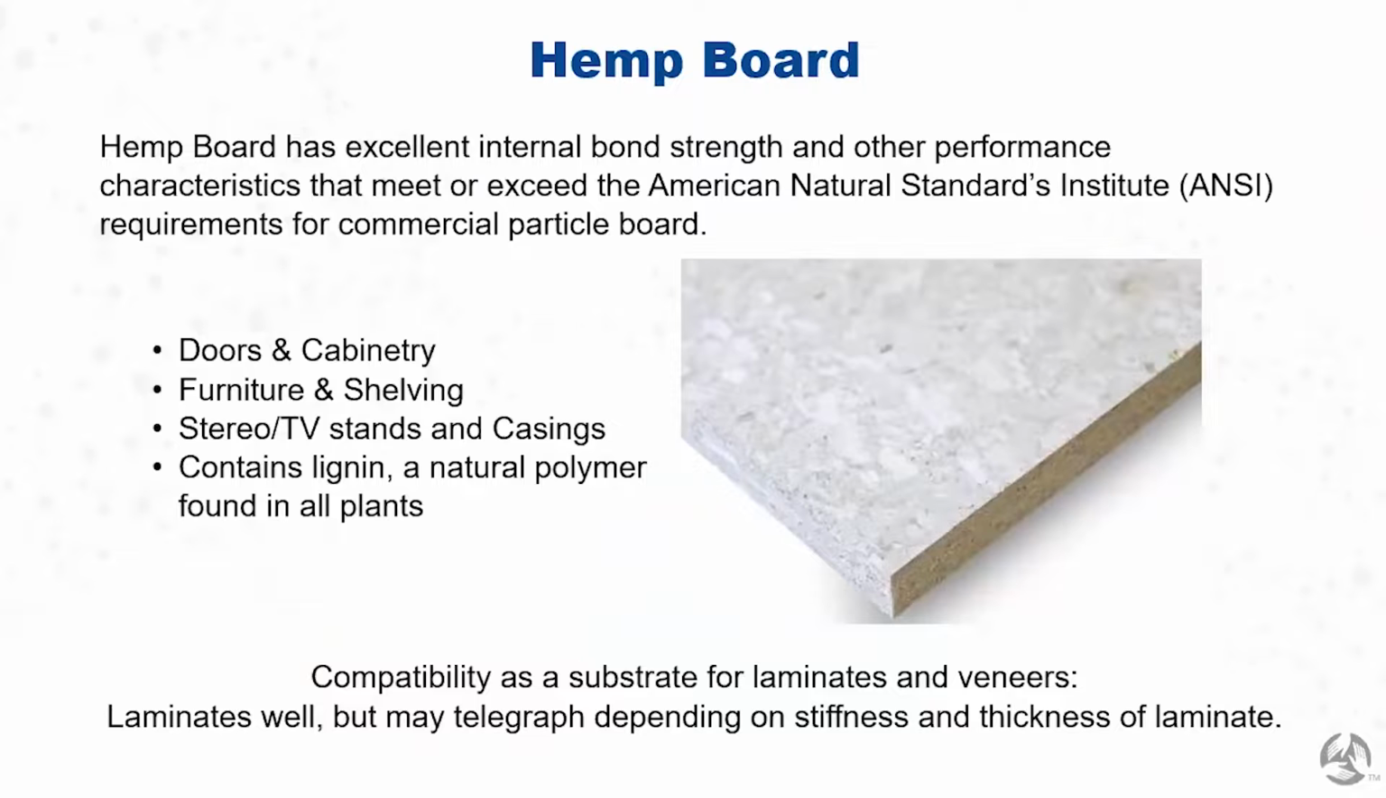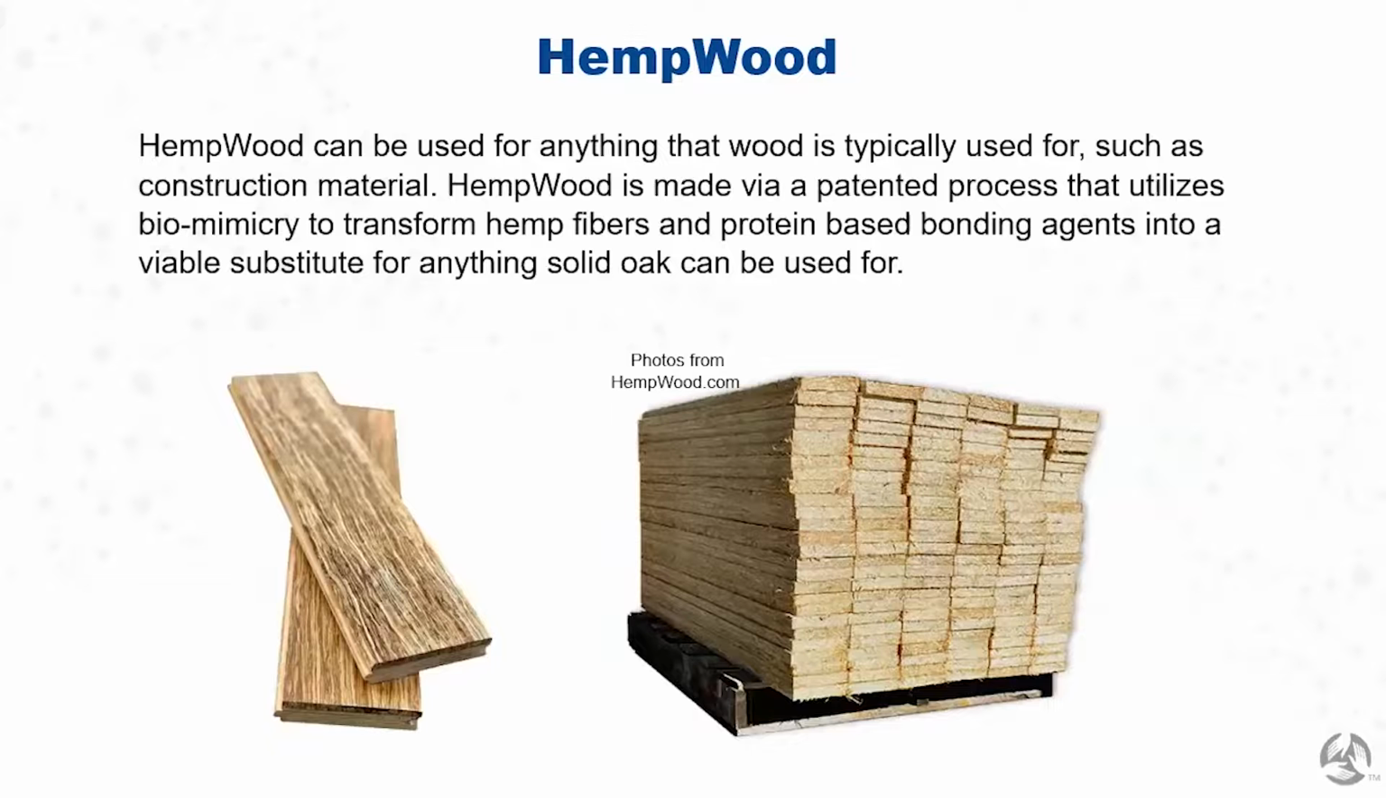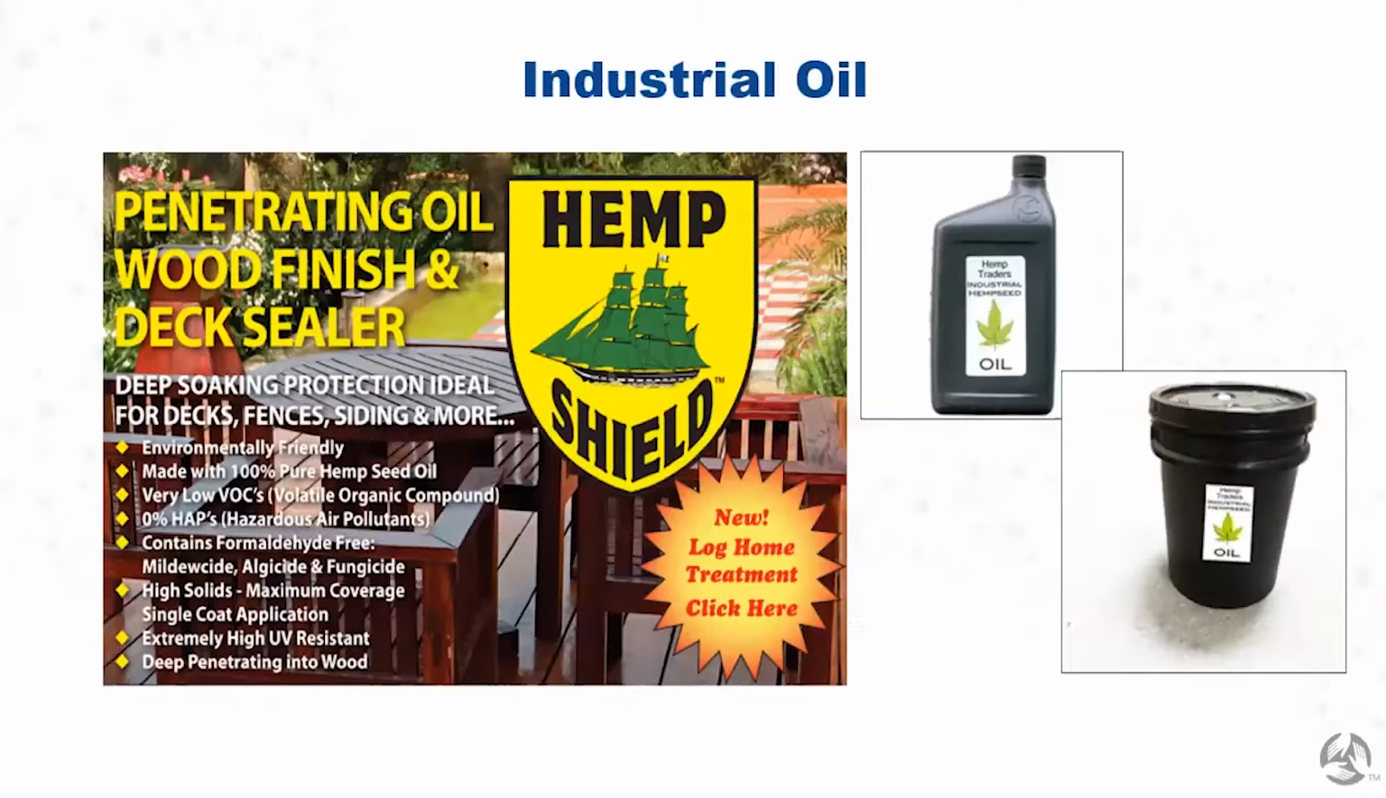Okay, hemp board, another building material, guys, just like particle board, only we don't want to use it any place where it's going to get wet. Its compatibility as a substrate for laminate and veneers, you just have to make sure you're getting the right stiffness, but it is tremendous strength. And it meets or exceeds ANSI requirements for particle board. Hemp wood is a product that is taking the world by storm. This is actually flooring and dimensional lumber sold by Hempwood out of Murray, Kentucky, which uses biomimicry to create this stronger than oak building material. And it is beautiful, you guys, absolutely beautiful and durable.